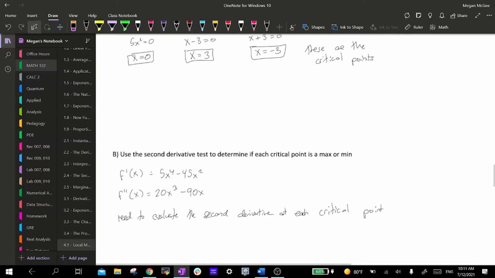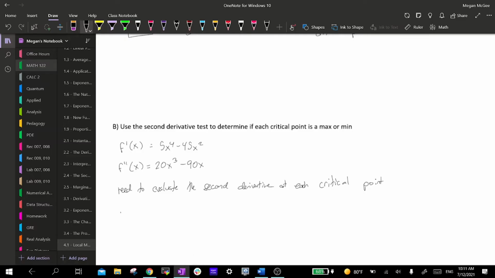So let's go ahead and start out with x is equal to 0. At x is equal to 0, we have f double prime of 0. Well, that's 20 times 0 cubed minus 90 times 0, which is just equal to 0, isn't it? And our second derivative test said that when the second derivative is equal to 0, that tells us nothing, right? So we're going to need to do a little bit more investigating for x is equal to 0, but we'll come back to this in a moment.